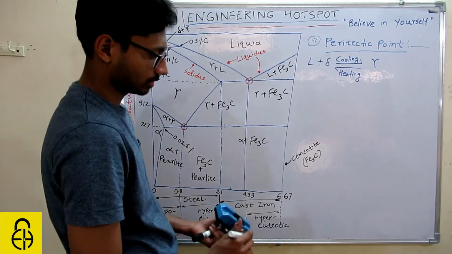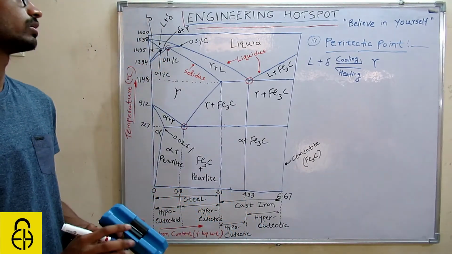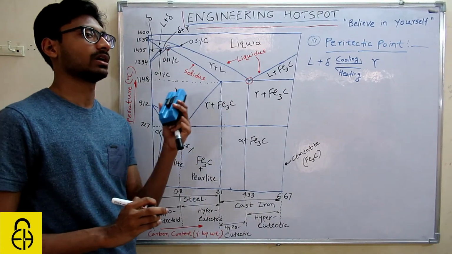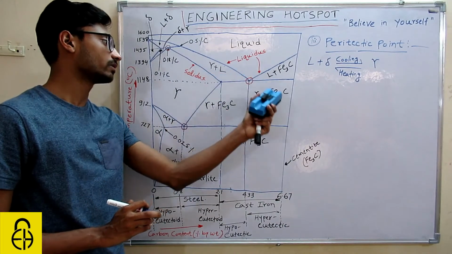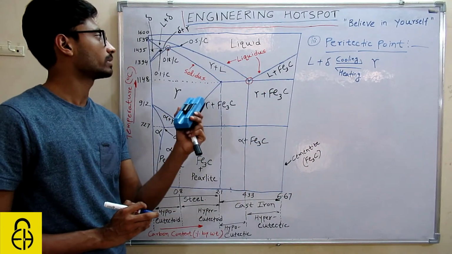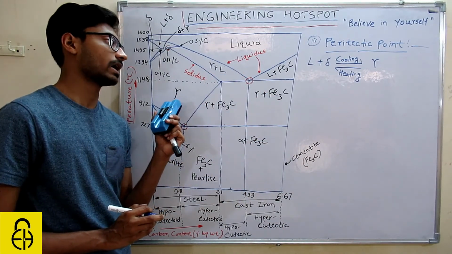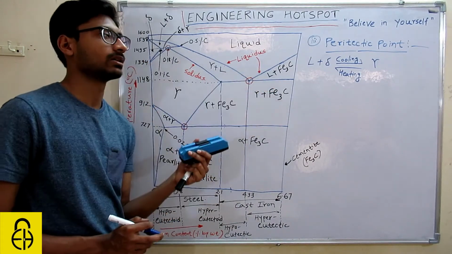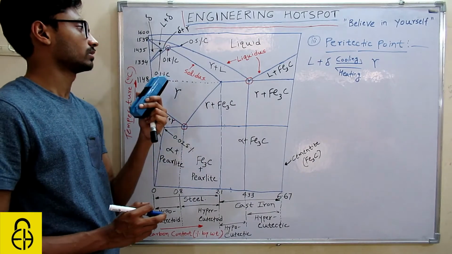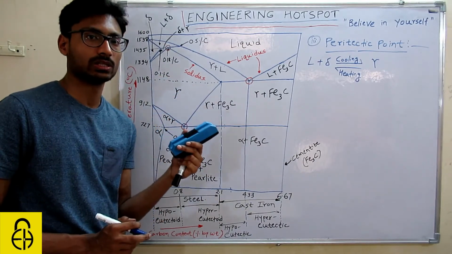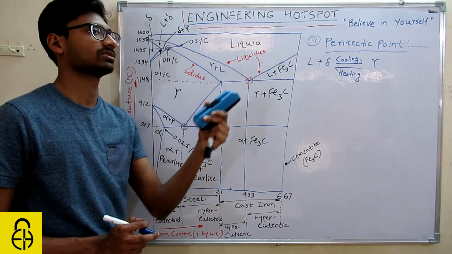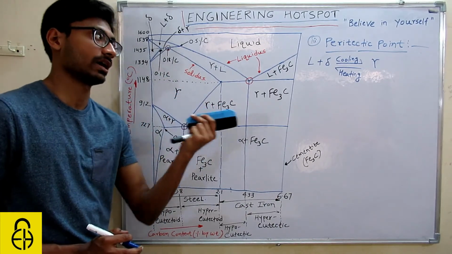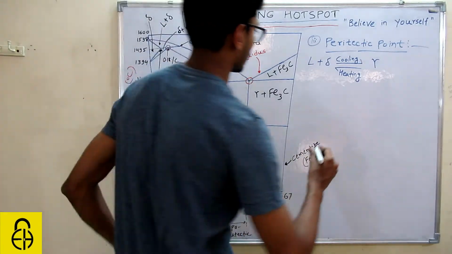Okay? And one more thing I want to say, all the things we can see in this iron carbon diagram, this is an equilibrium diagram. Remember this is an equilibrium diagram because all the reactions are carried out very slowly. Since it is done very slowly, this iron carbon diagram is also called equilibrium iron carbon diagram. So remember this is very important.